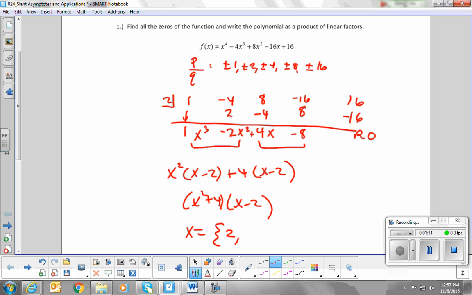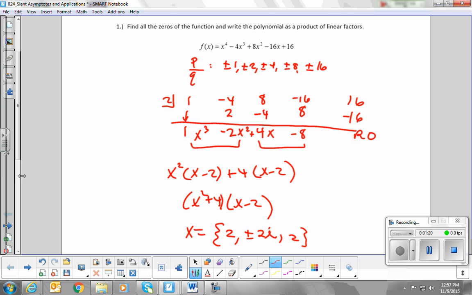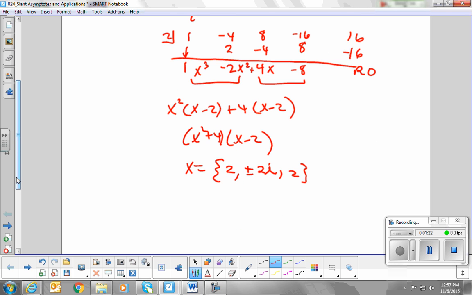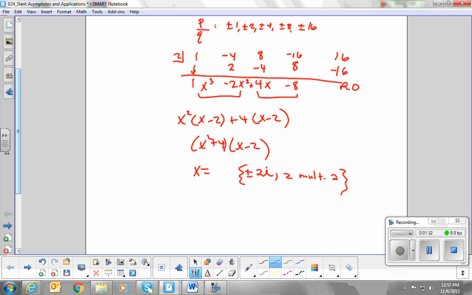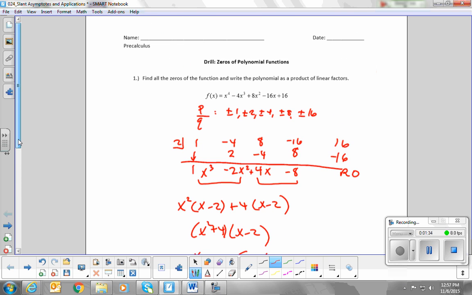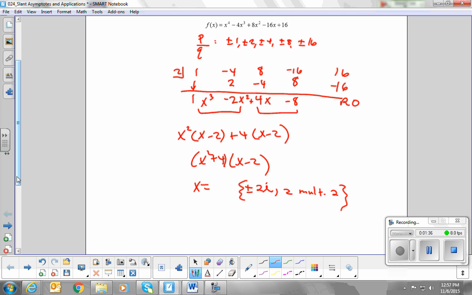What about this one? Plus or minus 2i. And then I have 2 also, up here. So I could actually write 2 just once, and write it with the multiplicity of 2. So we have all 4 zeros, right? This was originally a quartic. So I have 1, 2, 3, 4.